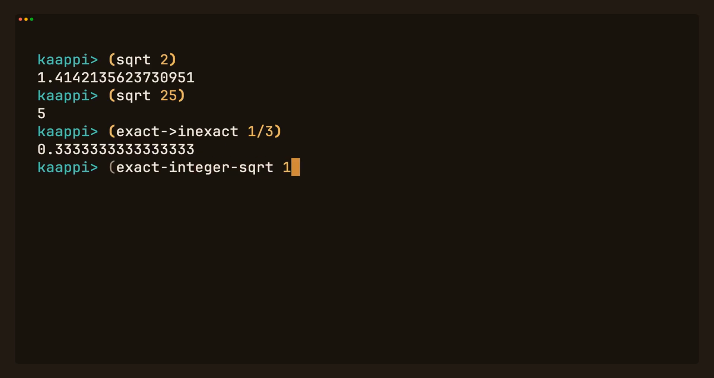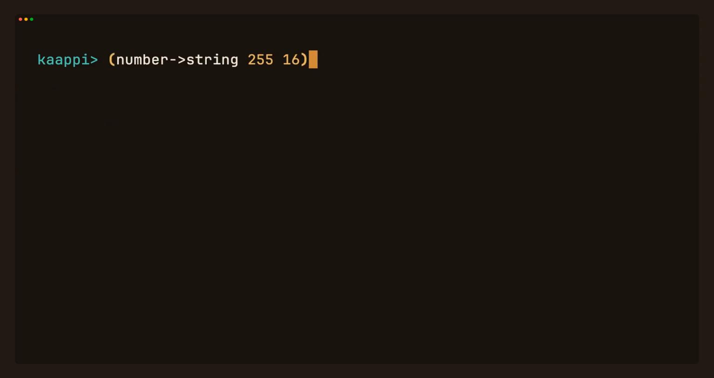There's exact integer math too. Exact integer square root of 17 gives 4, remainder 1. The whole answer, no floating point anywhere near it. And numbers convert cleanly to and from text in any base. 255 in hexadecimal is FF, and Kaappi reads it straight back the other way.